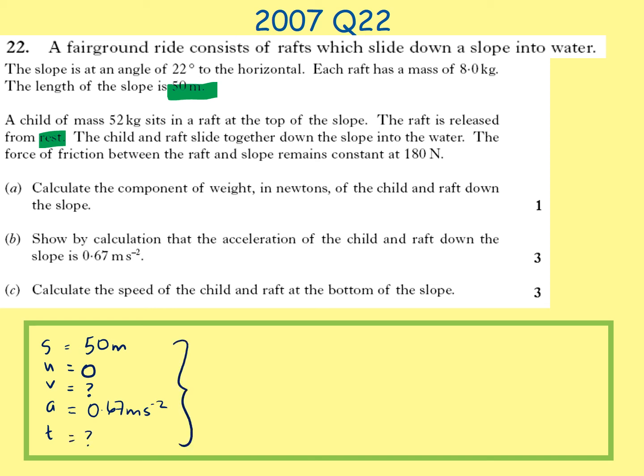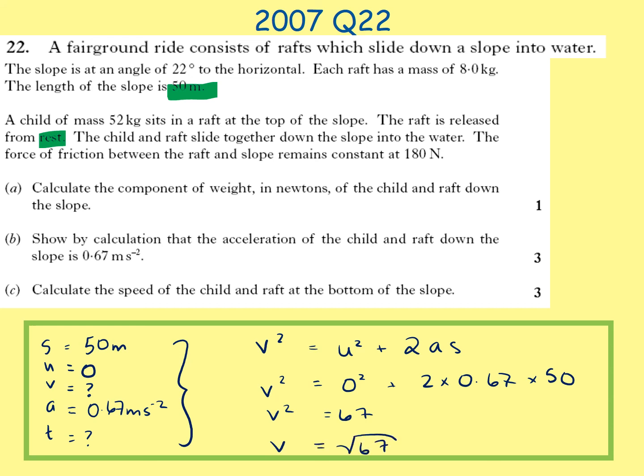So if we want to work out our final velocity, but without using time, the equation we want to use is v squared equals u squared plus 2as. Plugging our numbers in, we've got v squared equals 0 squared plus 2 times 0.67 times 50. V squared is equal to 67, and so the square root of 67 is 8.2 meters per second. And that's our final answer there.